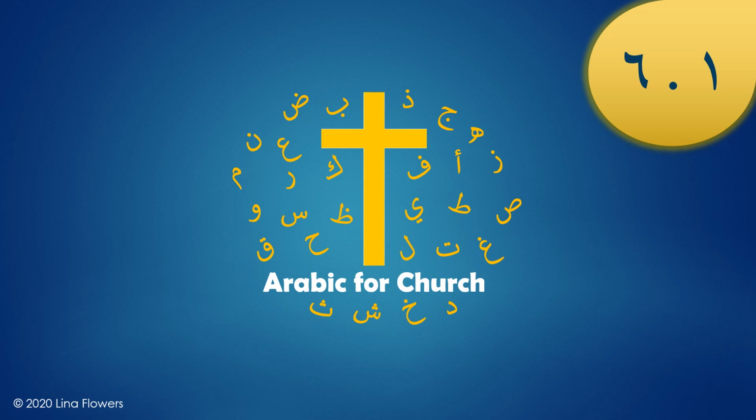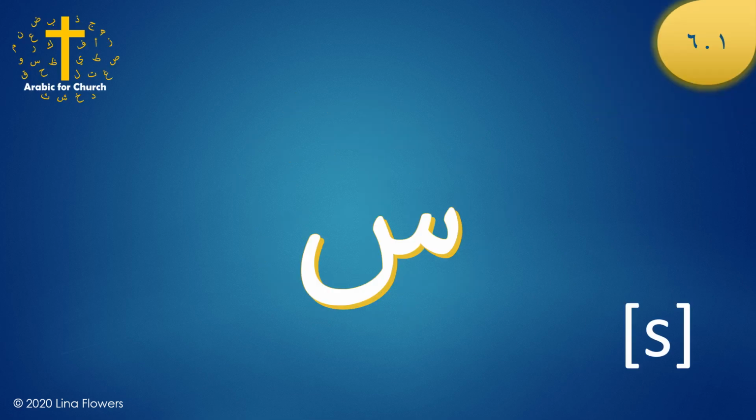Hi and welcome to Arabic for Church, lesson 1.6. Today we're going to learn two new letters, Sin and Sheen. We're going to start with the letter Sin.